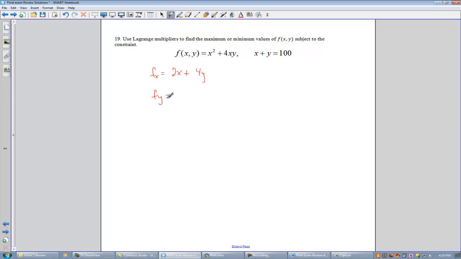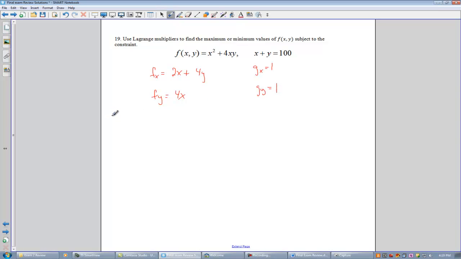F sub y, now x is a constant. So this is 0, right? Derivative of a constant is 0. And then you just get back 4x, right? A constant times y, the derivative is just the constant. Over here, this is our g. So g sub x is just equal to 1 plus 0. And g sub y, now x is constant, so that's a 0 and that's a 1. So you just get back 1 again.